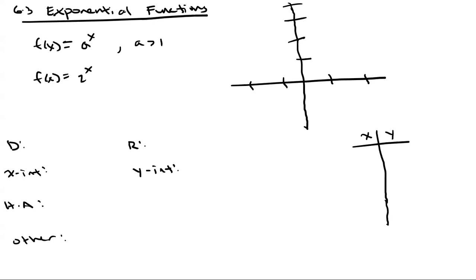Again, if we don't know what the graph looks like, we can always write down an x and y table and plot points. I like to plot points that are around 0 because that gives me information about the right side of the graph as well as the left side. So I'm going to pick -2, -1, 0, 1, and 2.